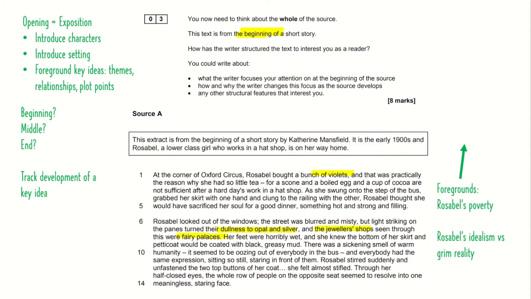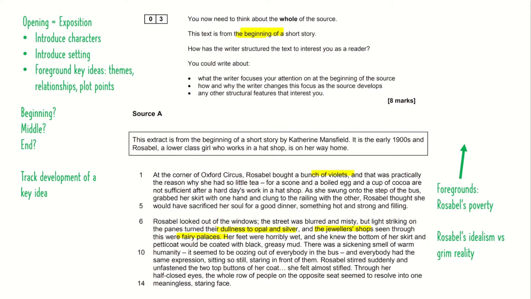And I am going to say that is because the goal here is to introduce Rosabelle. So it's introducing a key aspect of her personality, and that is the fact that she is idealistic. However, by also foregrounding Rosabelle's poverty, it also shows that her ideals for beauty and expensive things don't match her actual reality. She can't afford it. She can't live the life she wants to live.